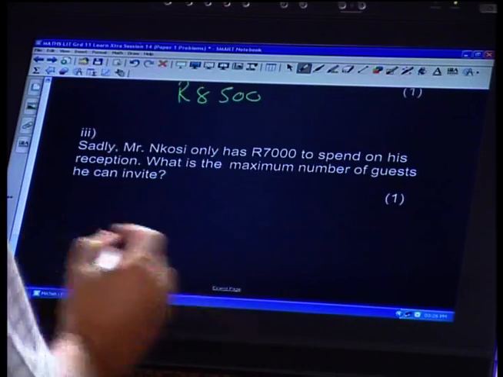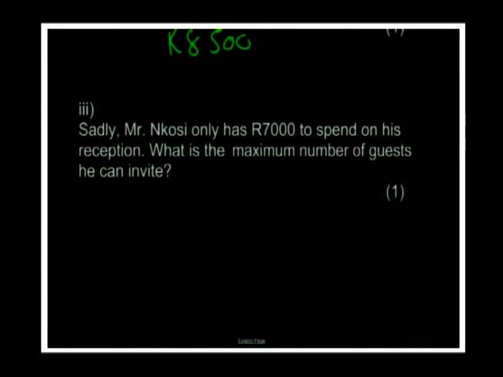Now, here's the sad part of the story, and it's really a real tearjerker. Sadly, Mr. Nkosi only has 7,000 Rand to spend on his reception. Why? Well, he had to buy this woman all kinds of gifts and things just so that she'd agree to marry him. He spent so much money courting her that he's only got 7,000 Rand left. So he goes off to the yacht club, says, geez guys, I really want a great wedding, but I've only got 7,000 Rand. What is the maximum number of people that I can have at my wedding for 7,000 Rand?